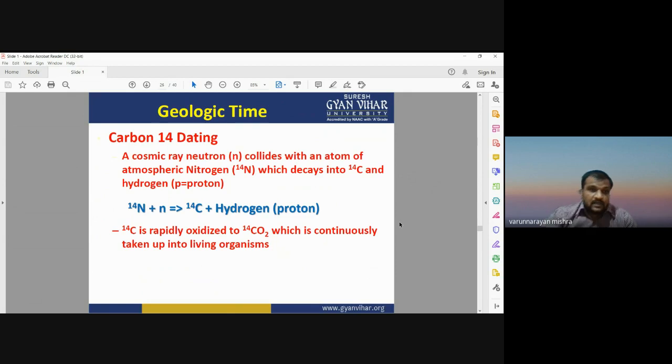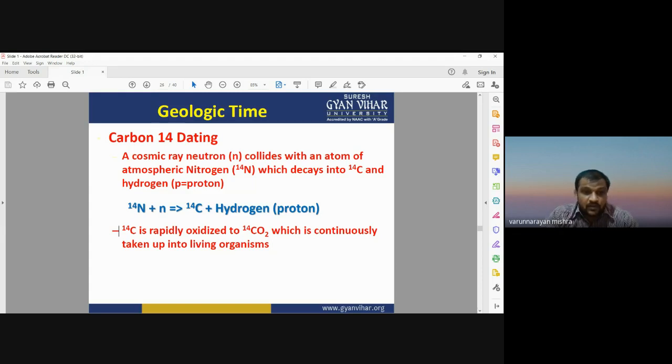Geological time scale: carbon dating, or carbon-14 dating, is another method to get information about the geological time scale. It starts with a cosmic ray neutron. When a neutron collides with an atom of atmospheric nitrogen, it decays into 14C and hydrogen. This equation tells us the age of a material or an element, and that is known as carbon dating.